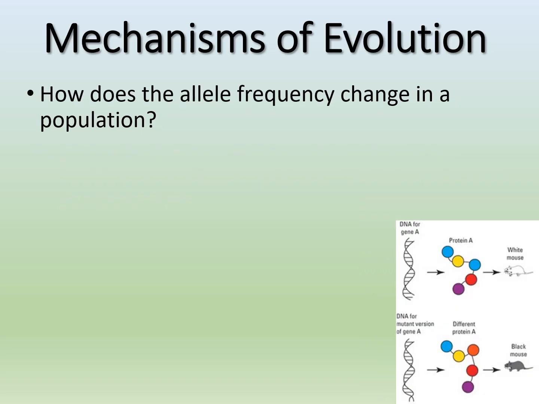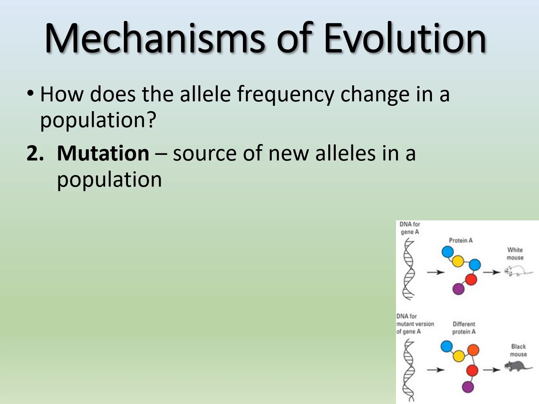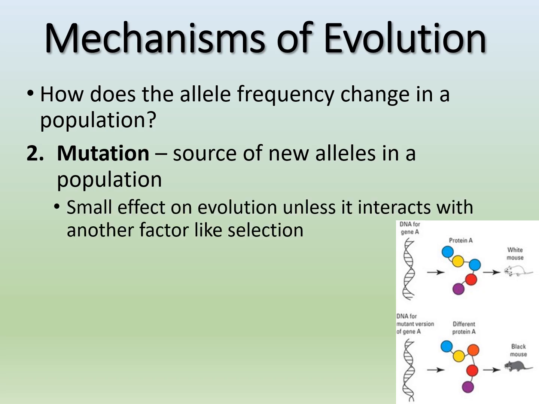So another way to change the allele frequency in a population is mutation. Now, mutation is really the source of new alleles in a population, right? These random mutations have a small effect on evolution unless they interact with another factor like selection. So if the mutation gives you an advantage, then you are selected for with natural selection.